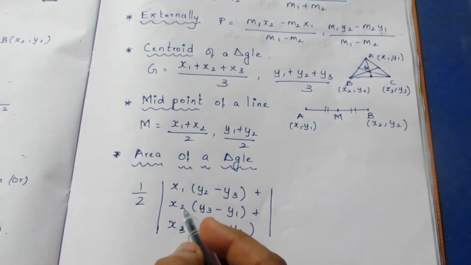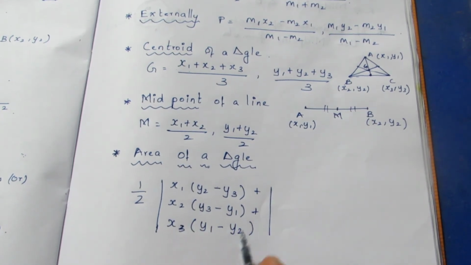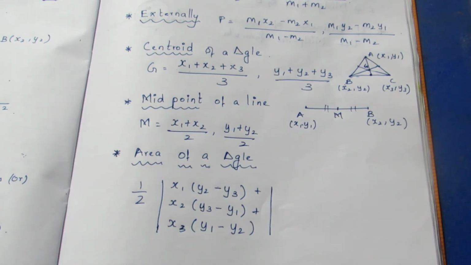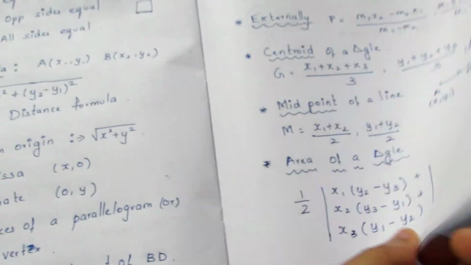1, 2, 3. If 2, after 2 it will be 3. So after 3, the leftover is 1. If 3, then 1, 2. So you can easily remember this formula of the area of a triangle: half into x1 (y2 minus y3) plus x2 (y3 minus y1) plus x3 (y1 minus y2). This is the area of a triangle formula.